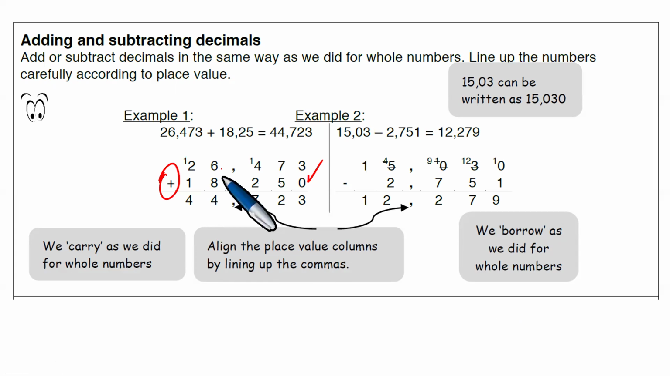So now you would have, for instance, the 6 and the 8 gives us a 14. So you bring down a 4 and you carry 1. And the 1 is there and gives you 2 and 1, giving you 3 plus 1, giving us a 4, a 44,723.